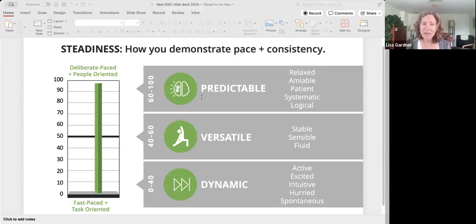If you scored somewhere in the middle here, 40 to 60, it means you have more flexibility in this style. And if you scored low, you most likely prefer variety and spontaneity in your work environment. You're probably good at juggling a lot of tasks at once.